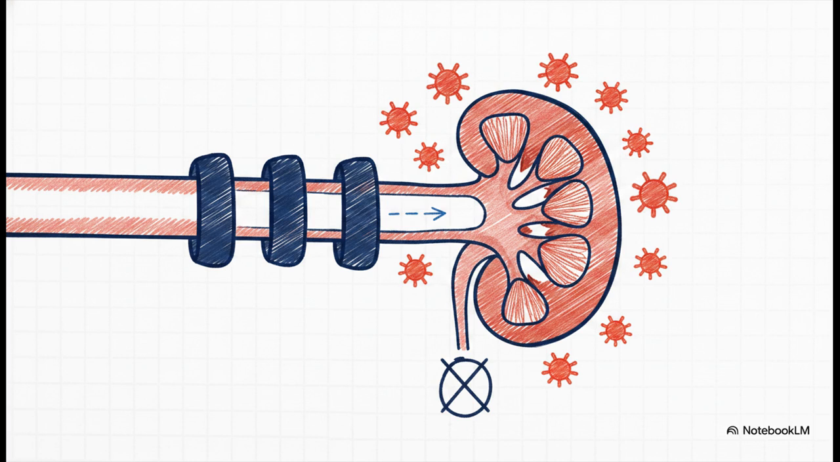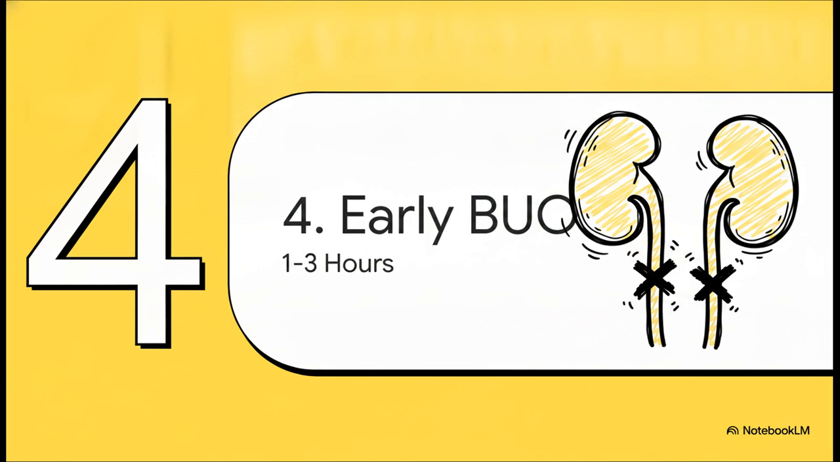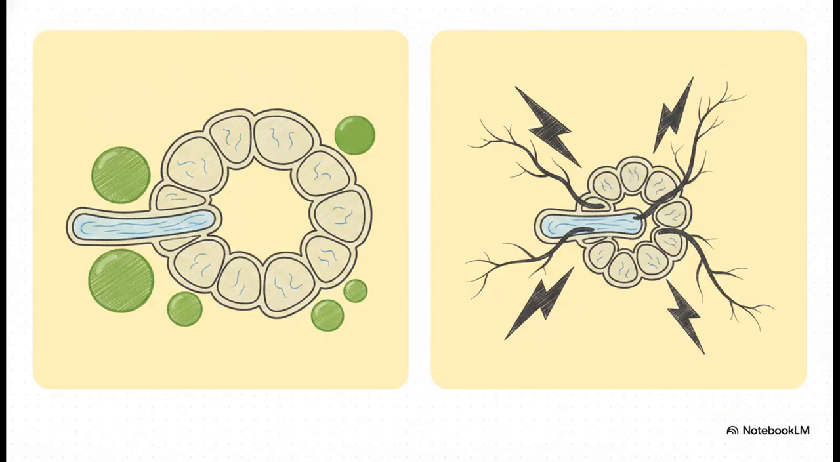By 24 hours in a unilateral obstruction, filtration is profoundly depressed simply because the afferent arteriole is essentially strangling its own blood supply. Now for Section 4, early bilateral obstruction, looking again at the 1 to 3 hour mark. Let's reset our clock back to the 1 to 3 hour mark, but this time, let's introduce bilateral ureteral obstruction. Both ureters are blocked. Does the kidney respond the exact same way?